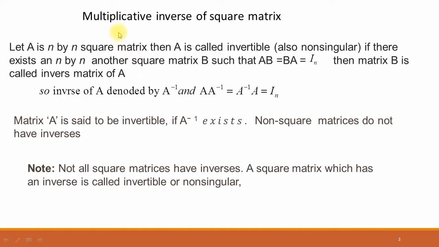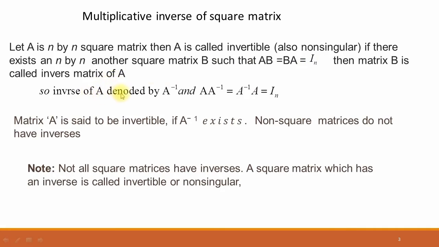Now, what is the multiplicative inverse of a square matrix? Let A be an n by n square matrix. Then A is called invertible, or also called a non-singular matrix, if there exists another n by n square matrix B such that AB is equal to BA is equal to the identity matrix of the same order n. Then matrix B is called the inverse matrix of A.